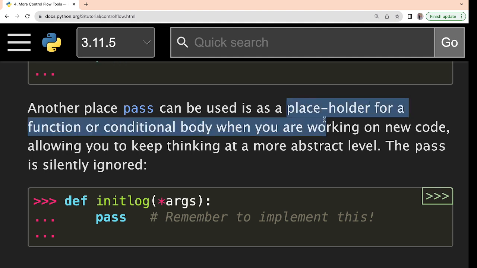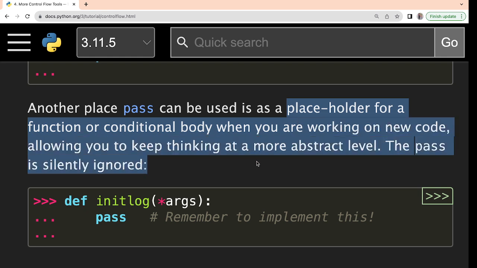Generally programmers use it for this purpose only, as a placeholder for a function or conditional body when you are working on new code, allowing you to keep thinking at a more abstract level. When you are writing a very big program or software, you are not very clear what all things you will need at the atomic level, but you know the overall structure: if this is my application, these classes I need, and overall these methods I need. So at least that basic structure you want to make and keep for the program.